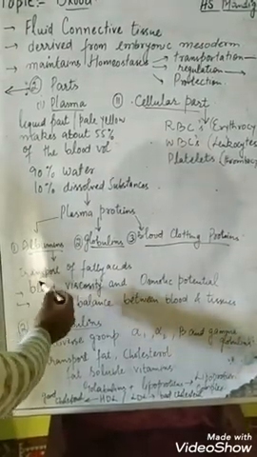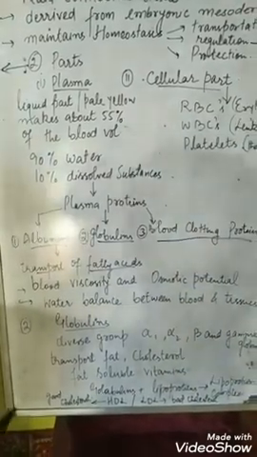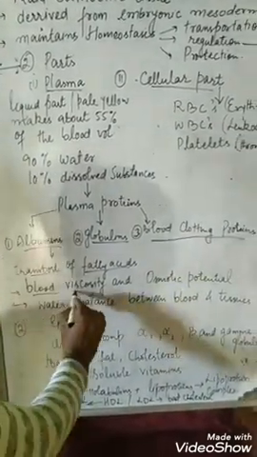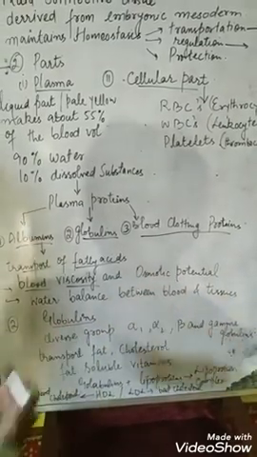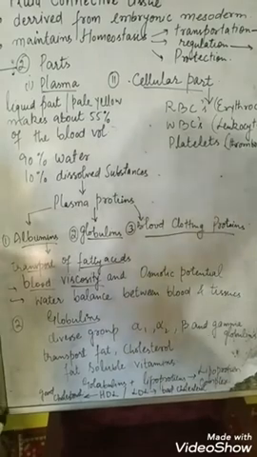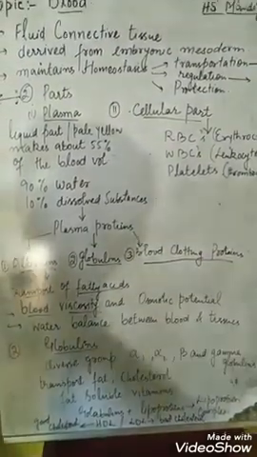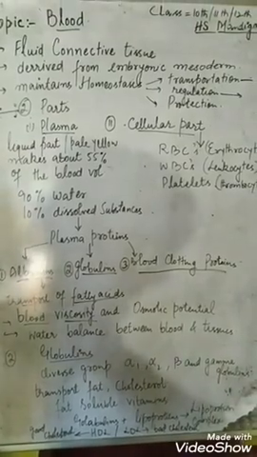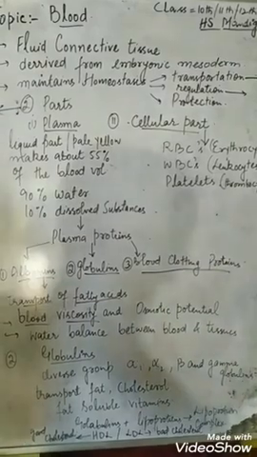Now, talking about albumins, these are important proteins in our plasma. They are responsible for the transport of fatty acids. They also maintain the blood viscosity and the osmotic potential of the blood, and they help in maintaining the water balance between the blood and the tissues. Albumins constitute more than 50% of the total proteins in plasma.